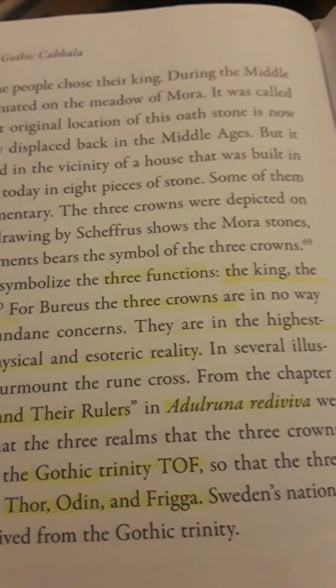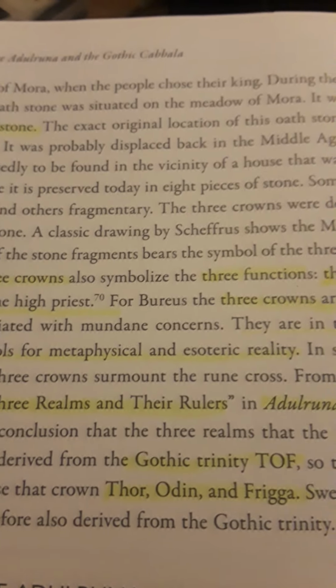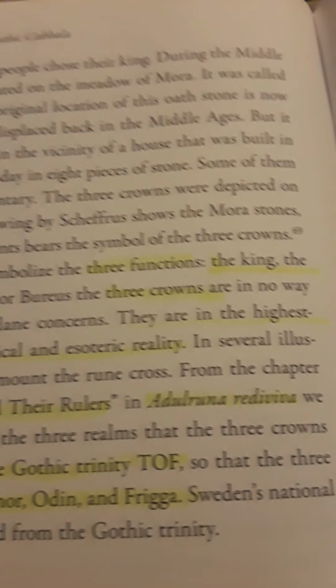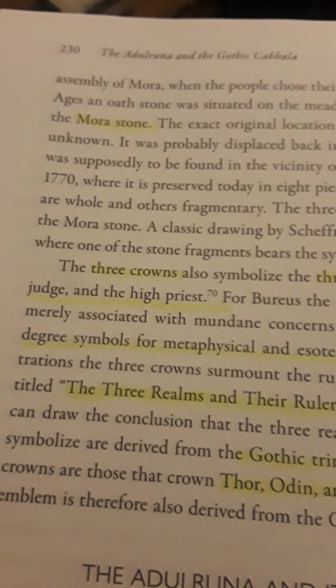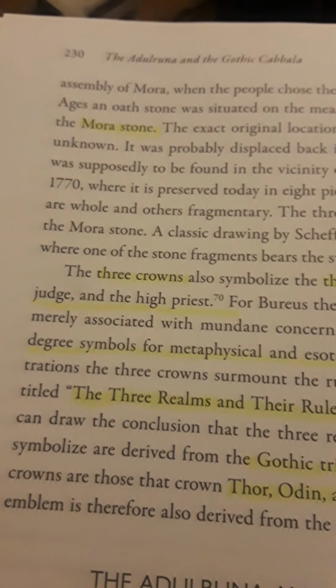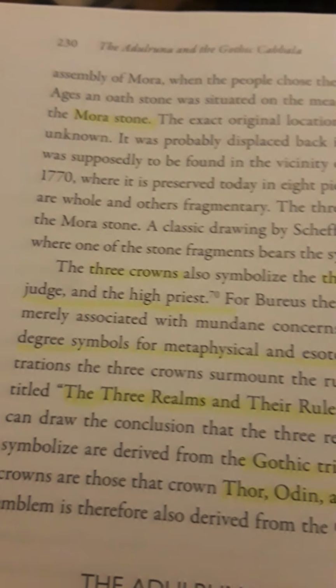The 3 crowns were depicted on the Mora stone. A classic drawing by Peringskiöld shows the Mora stones, where one of the stone fragments bears the symbol of the 3 crowns. The 3 crowns also symbolize the 3 functions: the king, the judge, and the high priest.